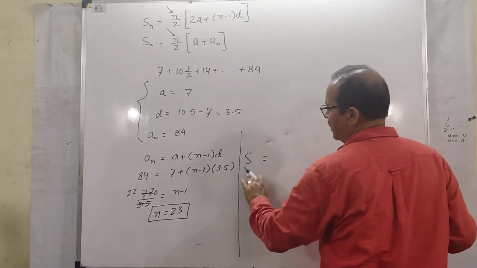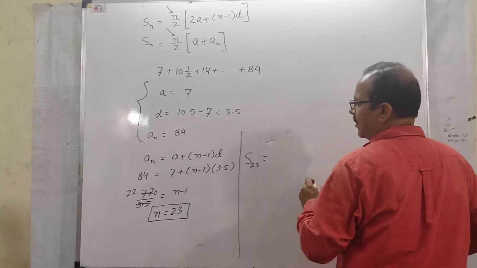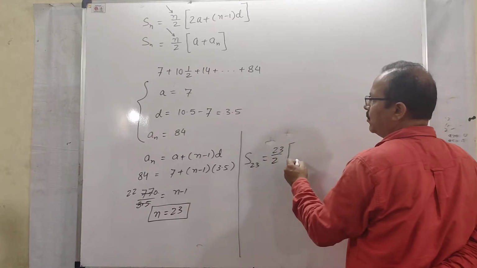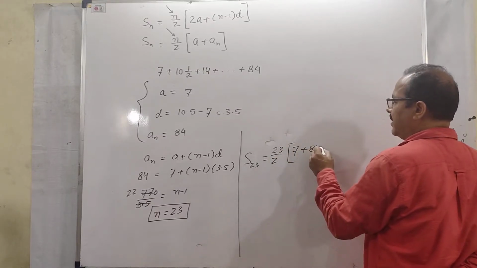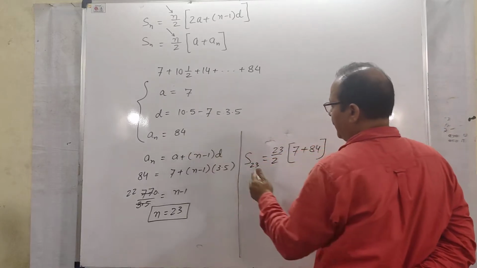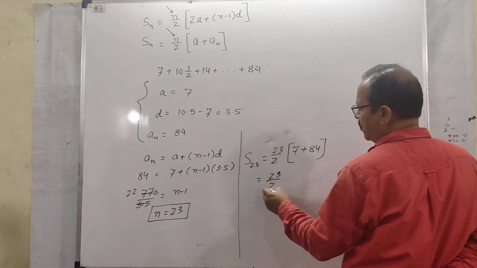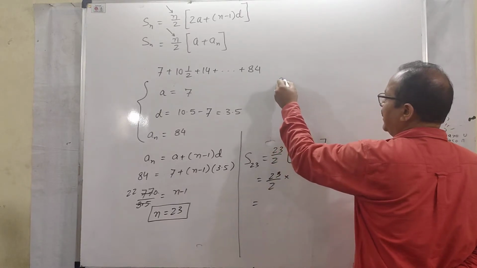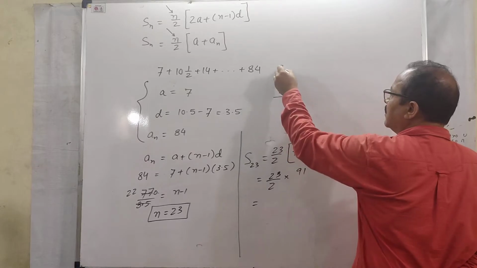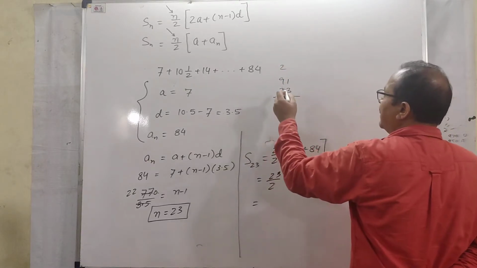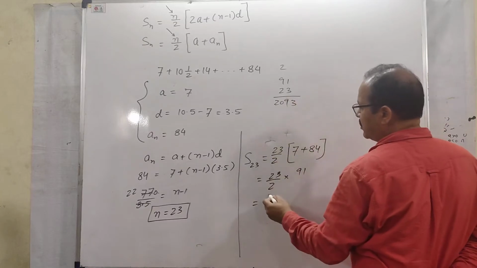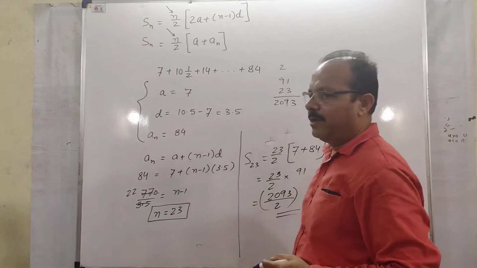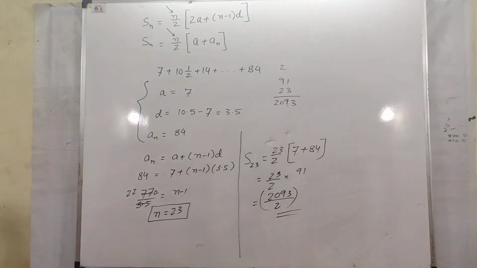So what is n here? n is 23. So what is the formula? 23 upon 2 into a plus an. The value of an is what? 84. So 23 upon 2 into 91. 23 into 91 is 2093, so it is 2093 upon 2. So in this way, you will be getting the answer for question number 2.